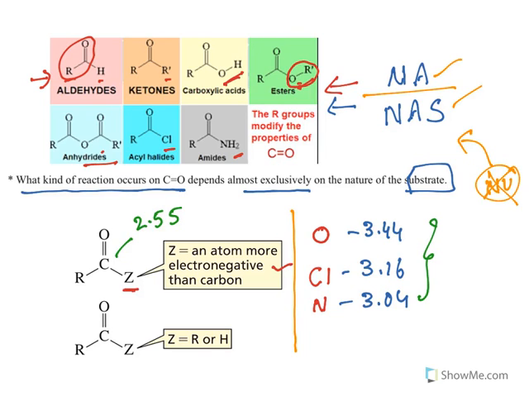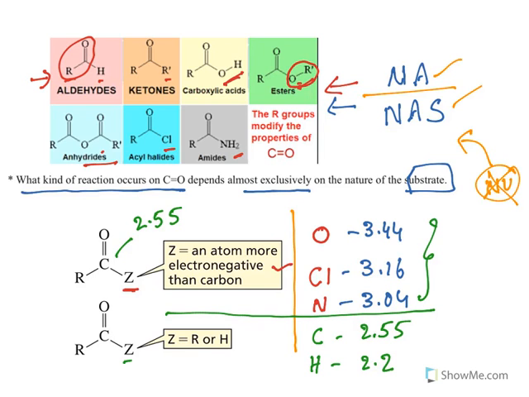Whereas in the other group, when the attached atom is R, it is a ketone. In a ketone, the attachment is only carbon. The other one is hydrogen. Again, carbon electronegativity is 2.55, and hydrogen electronegativity is even lower, 2.22. So based on these electronegativities, these are made into two groups.